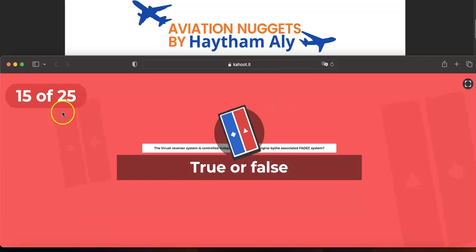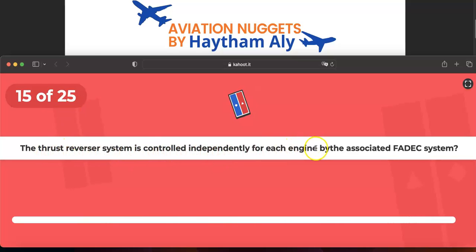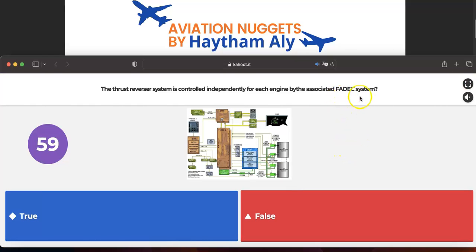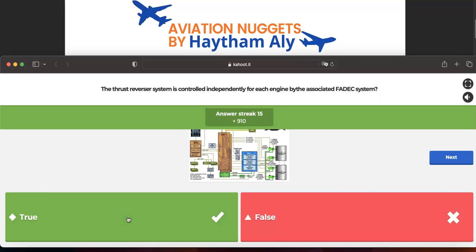Okay. Question 15 of 25. The thrust reverser system is controlled independently for each engine by the associated FADEC system. This statement is very true.